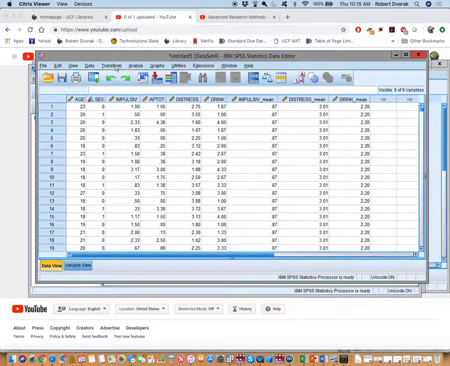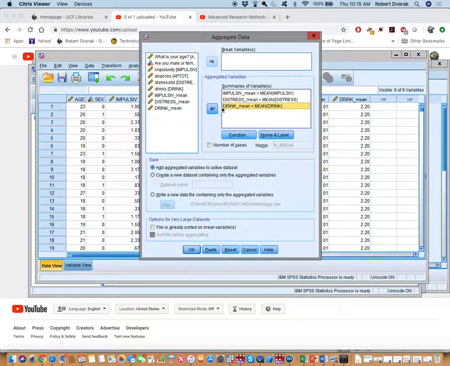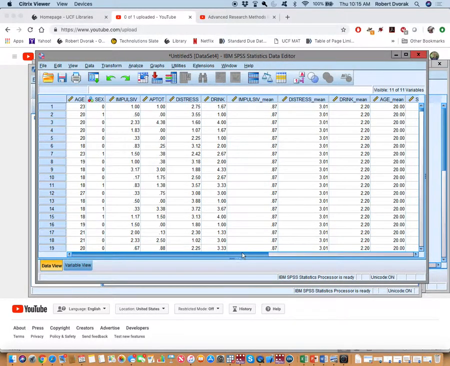Let's try this. Let's go data, aggregate. Let's remove these. Let's center sex, and then let's not center sex. And also age, just to highlight this point that I'm trying to make. All right, so we've got everything centered here. What's our next step? Multiply the two variables that we want to examine, right? So let's do that.